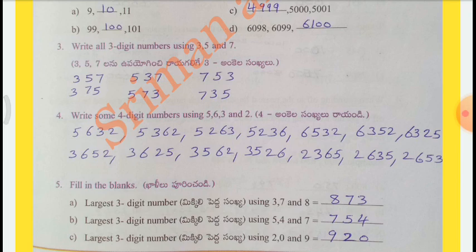5632, 5362, 5263, 5236, 6532, 6352, 6325, 3652, 3625, 3562, 3526, 2365, 2635, 2653.